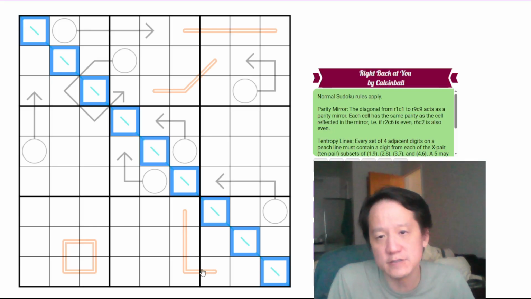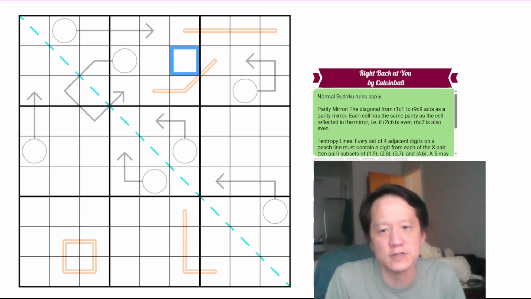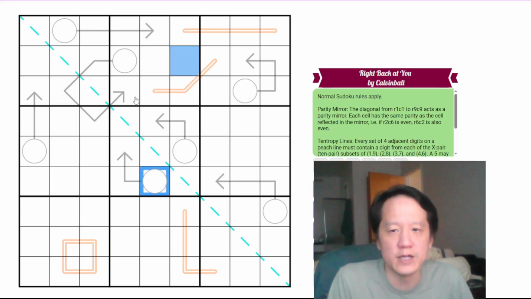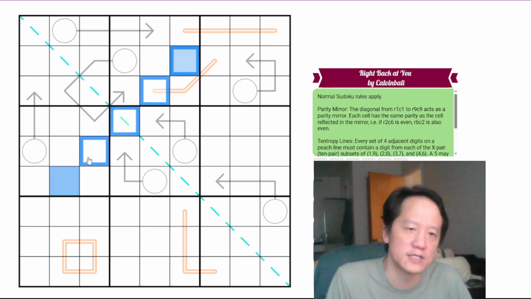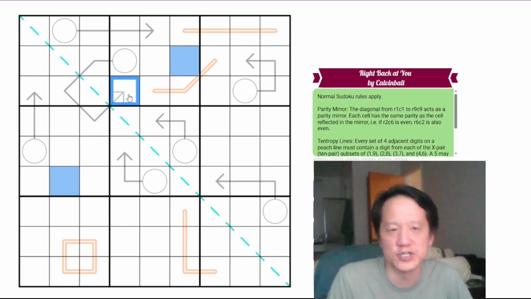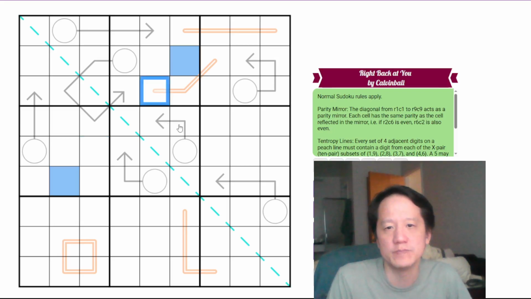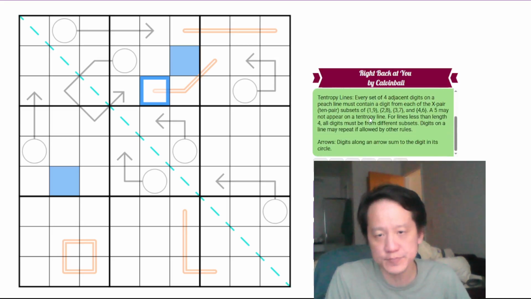For example, if row 2, column 6 is even, so say this was an even cell, that would mean row 6, column 2 is also even, because that's the reflection across this negative diagonal here. So every single digit, so for example, this digit is mirrored here, this digit is mirrored here, this digit is mirrored here, etc., etc. It must be of the same parity as its mirror. And that's what the parity mirror means.